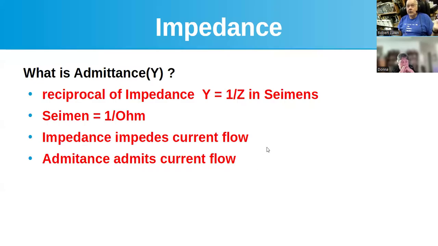The way I like to remember it is impedance impedes current flow. Admittance admits current flow. You won't get into it, but in designing amplifiers and things, sometimes it's easier to work with admittance than it is impedance, which is why the term comes up. But the only thing really to remember is the reciprocal, and we represent it with Y.